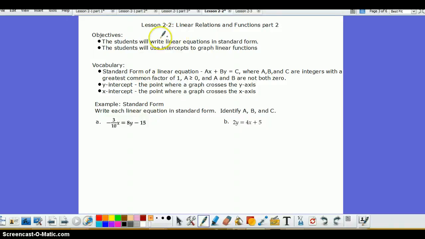Alright, here's the part 2 video. So in this one, we're going to write linear equations in standard form and use intercepts to graph linear functions.